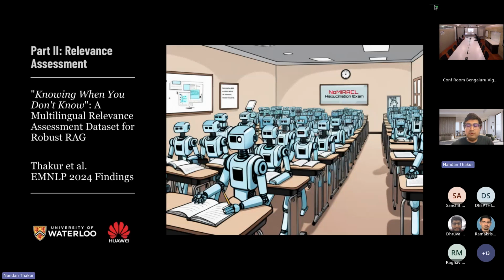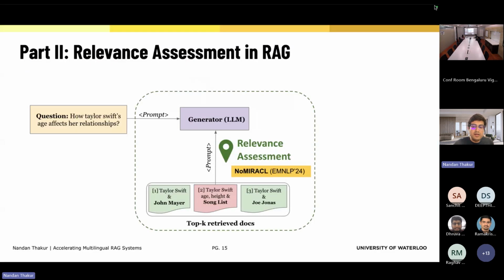So moving on, we talked about retrieval. Now let's dig into the second part, where I'll be talking about relevance assessment. I'll be talking about our work, which is Knowing When You Don't Know: a multilingual relevance assessment dataset for robust RAG. This was recently accepted at EMNLP 2024 in the findings track. Remember, in part one we talked about retrieval, and in part two we talk about relevance assessment.